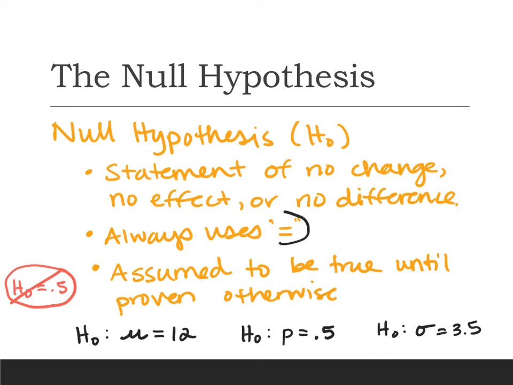Those are some possible ways of writing out the null hypothesis. We always use that equal sign. Always, always, always. This is our statement that we assume to be true until we gather evidence to the contrary.